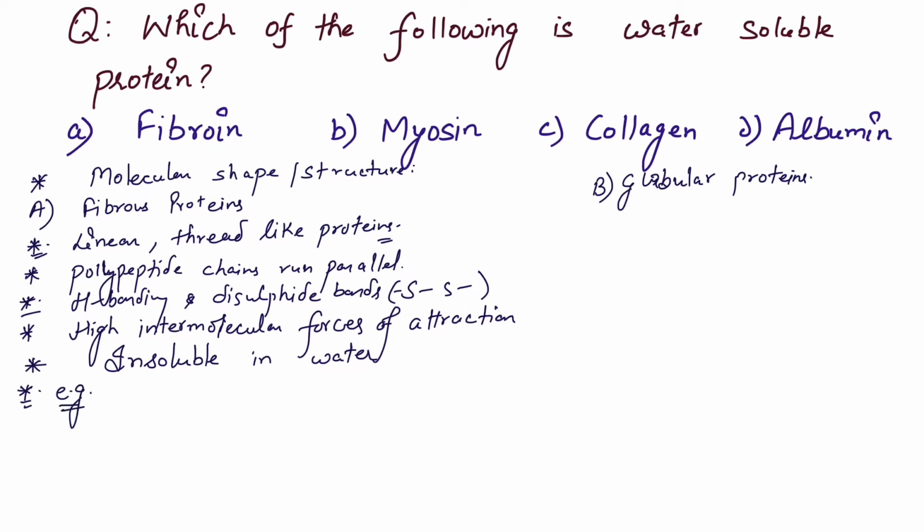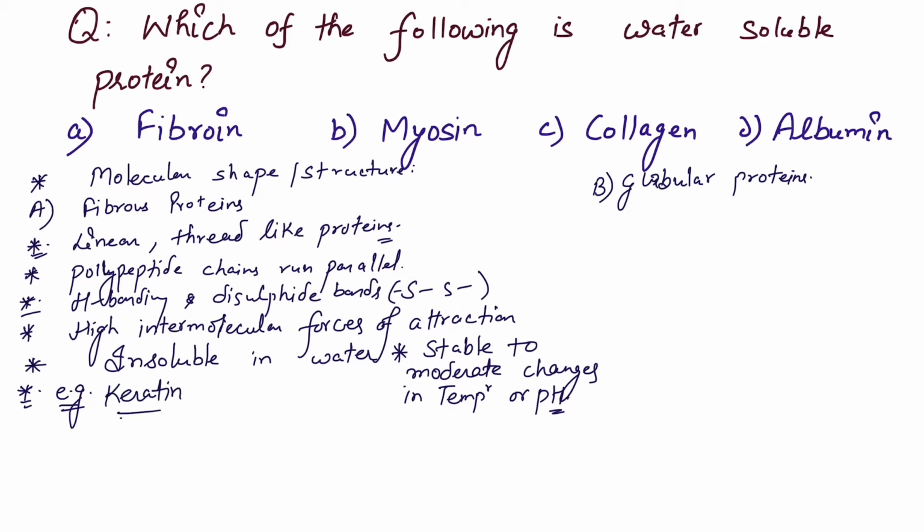Now let's understand the examples of them. Before the examples, please remember that these are stable to moderate changes in temperature and pH. Fibrous proteins are basically stable to any moderate change in temperature or pH. So examples of fibrous proteins are basically keratin, that is present in our skin, hair, nails and wool.